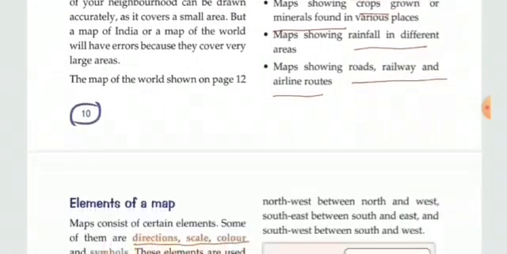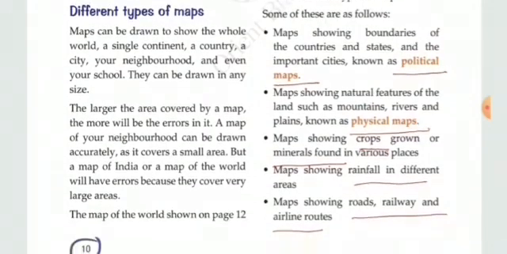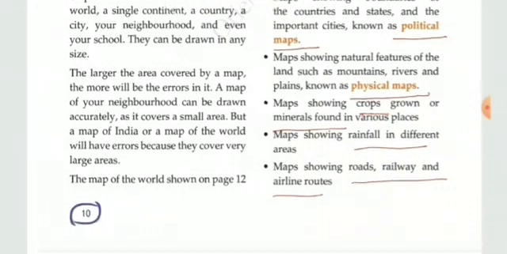Number 1, political map, which shows the boundaries of the countries and states and the important cities. Number 2, physical map, which shows the natural features of the land, such as mountains, rivers, and plains. Third, maps show us the vegetation, crops grown, and minerals found in different places. Fourth, rainfall in different places. Fifth, roads, railway routes, and air routes. Now let us come to elements of a map.